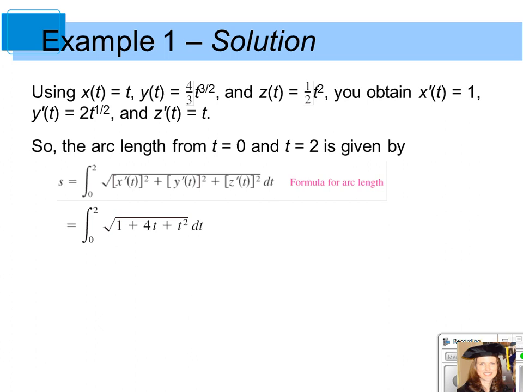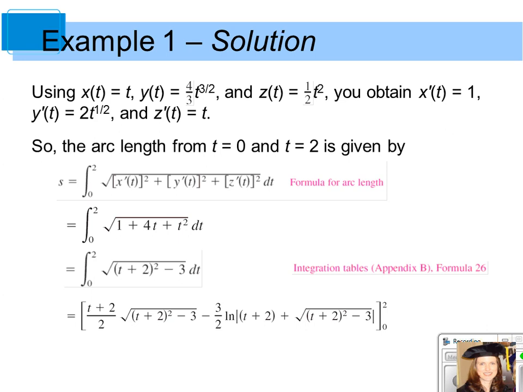By making the substitution, we get the definite integral from 0 to 2 of the square root of the quantity 1 plus 4t plus t squared dt. Now this involves some advanced integration technique to evaluate the definite integral. You can refer to the integration tables in Appendix B at the back of the book and see that this, when rearranged using some algebra, looks similar to Formula 26. So by using the substitution in the integration tables, we find that this can be evaluated by integrating and plugging in the upper bound and the lower bound.